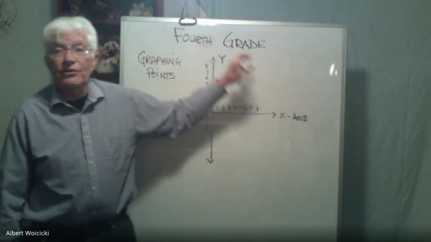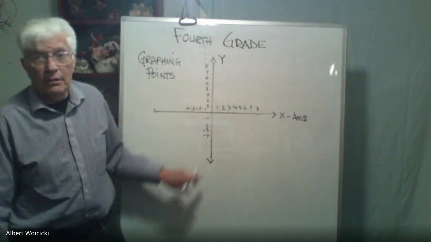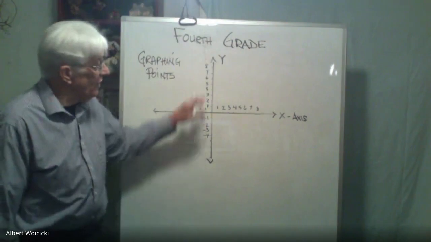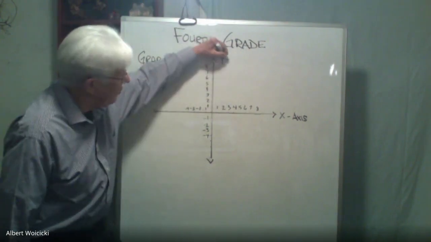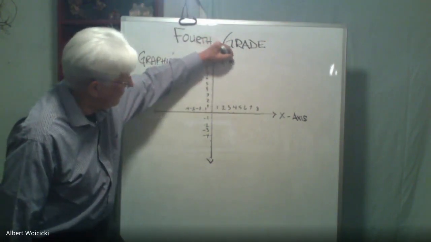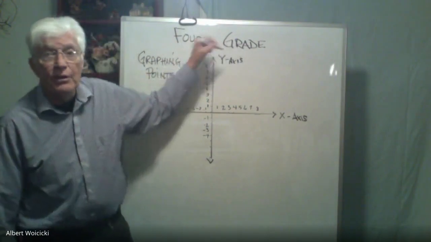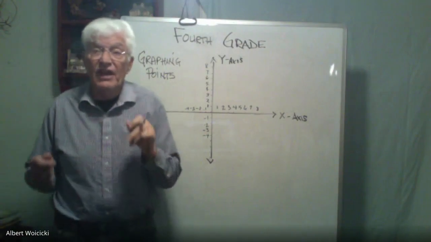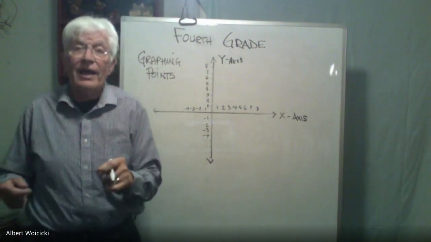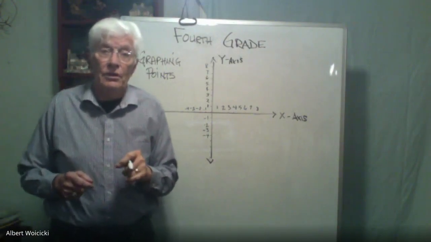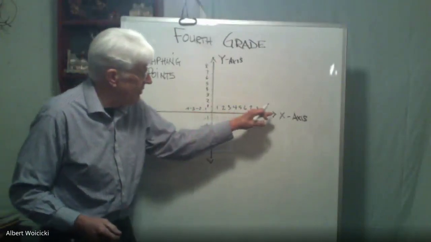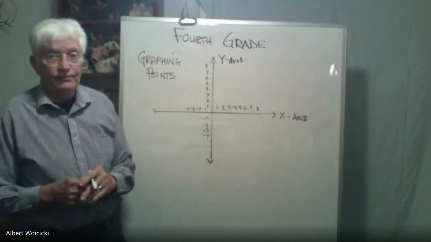Now they have a vertical axis. It's called the y-axis, the y-axis. Make sure they put a y up here to indicate that they know that that's the y-axis. So we have an x-axis and a y-axis.